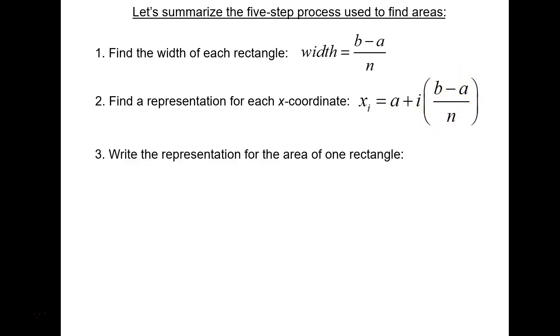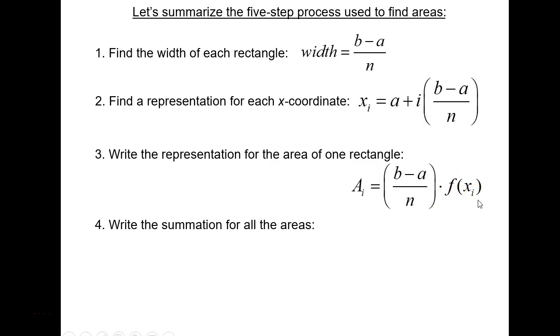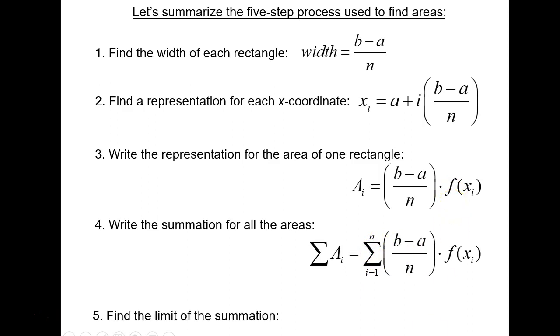Step 3, we're going to write the representation for the area of one rectangle. How do you get the area of a rectangle? It's the width times the height. Well, the width is the b minus a over n. The height is f of x sub i. So whatever your x sub i expression is from step 2, you're going to plug it into the function to get f of x sub i. So that's going to depend on what the function is. Step 4, you're going to write a summation for all of these. So you're just going to stick a sigma in front of that expression you just came up with in step 3. And then last step is you're going to take the limit.